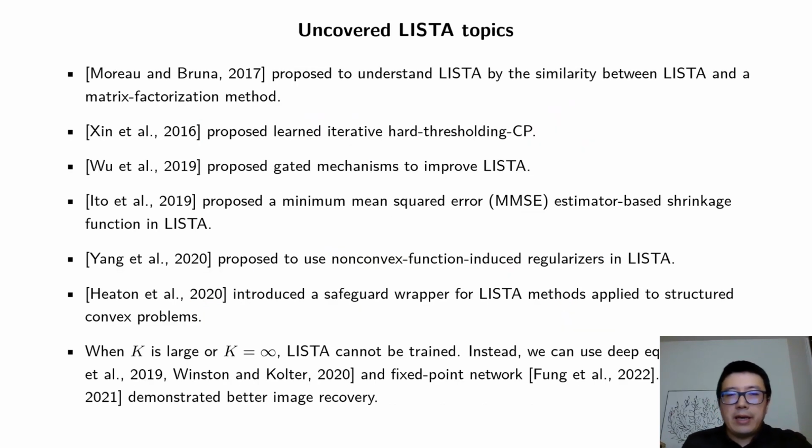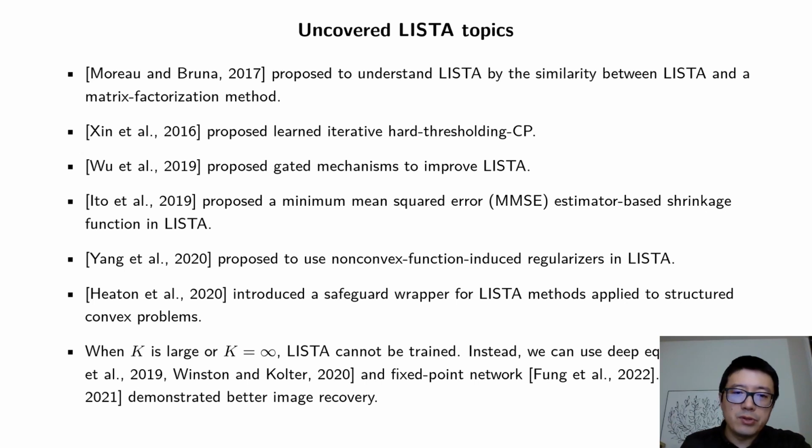So time is up, and I want to briefly mention these uncovered topics. In this paper, Moreau and Bruna proposed to understand LISTA by building a link between LISTA and the matrix factorization method. It's very interesting. And this paper proposed learned iterative hard thresholding with coupled iteration, which also motivated one of our papers. This paper proposed a gated mechanism to improve LISTA. And this paper proposed a minimal mean square error estimator-based shrinkage function in LISTA, improving its performance.